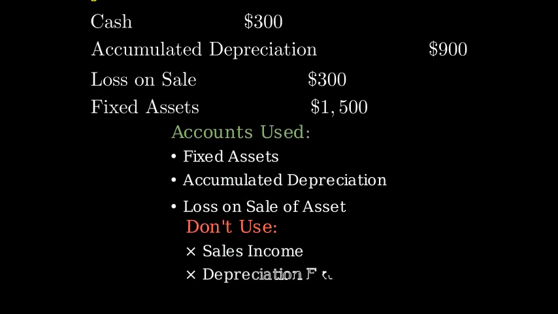Remember, we don't use sales income or depreciation expense accounts when recording asset disposal. The gain or loss account captures the difference between sale price and book value.